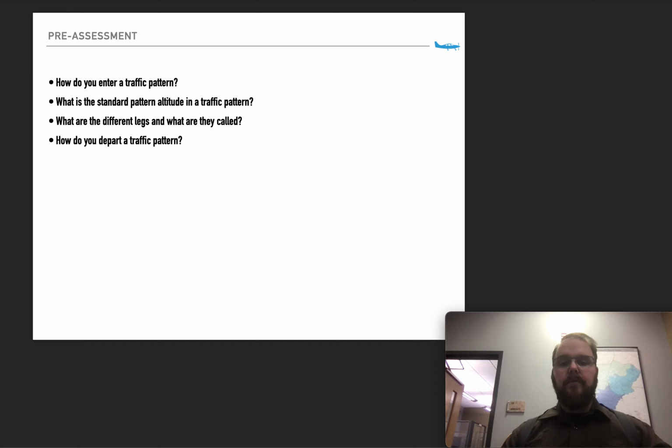So how do you enter a traffic pattern? You enter at a 45-degree, or you enter one of those, either the preferred method or the alternate method if you're on the opposite side of the runway as the traffic pattern. What is the standard traffic pattern altitude? We discussed it's 1,000 feet. The different legs in the traffic pattern, you have the upwind, crosswind, downwind, and base. And then you also have final.